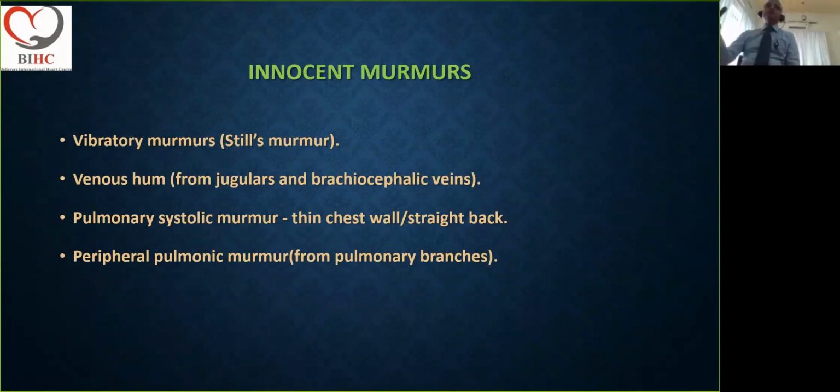The vibratory Still's murmur, the venous hum from jugulars and brachiocephalic veins, the pulmonary systolic murmur from a thin chest wall and straight back, and the peripheral pulmonic murmur. In a neonate, the pulmonary arterial orifices are smaller relative to the main pulmonary artery, and this causes a murmur.